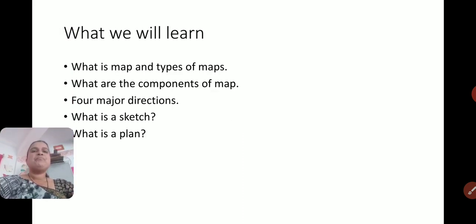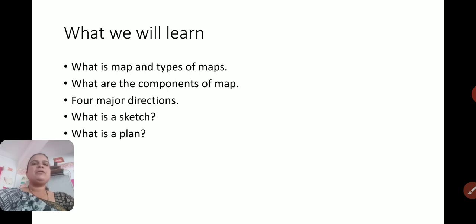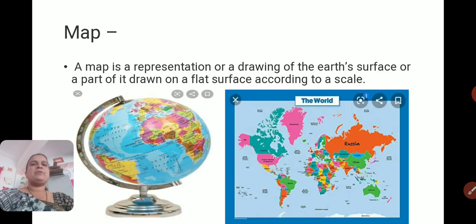What are we going to learn from this chapter? What is a map and types of maps? Then what are the components of maps? Four major directions. What is a sketch and what is a plan? So step by step we are going to study all these factors from this chapter.